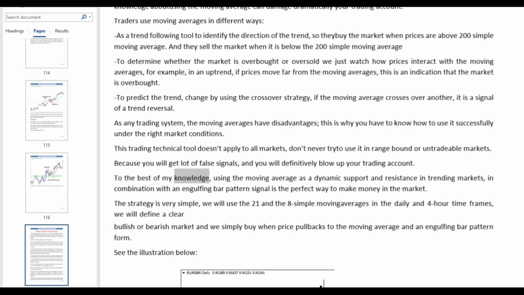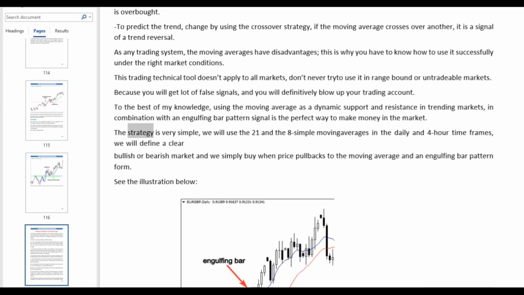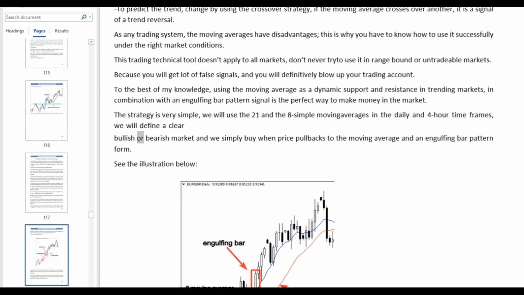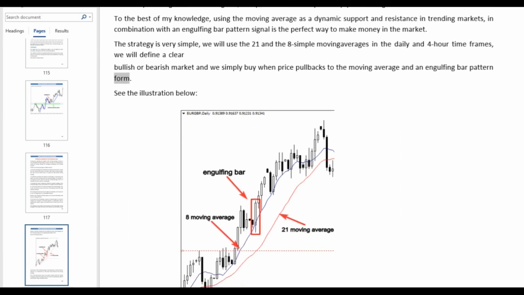To the best of my knowledge, using the moving average as dynamic support and resistance in trending markets, in combination with an engulfing bar pattern signal, is the perfect way to make money in the market. The strategy is very simple. We will use the 21 and the 8 simple moving averages in the daily and 4-hour time frames. We will define a clear bullish or bearish market, and we simply buy when price pulls back to the moving average and an engulfing bar pattern forms.